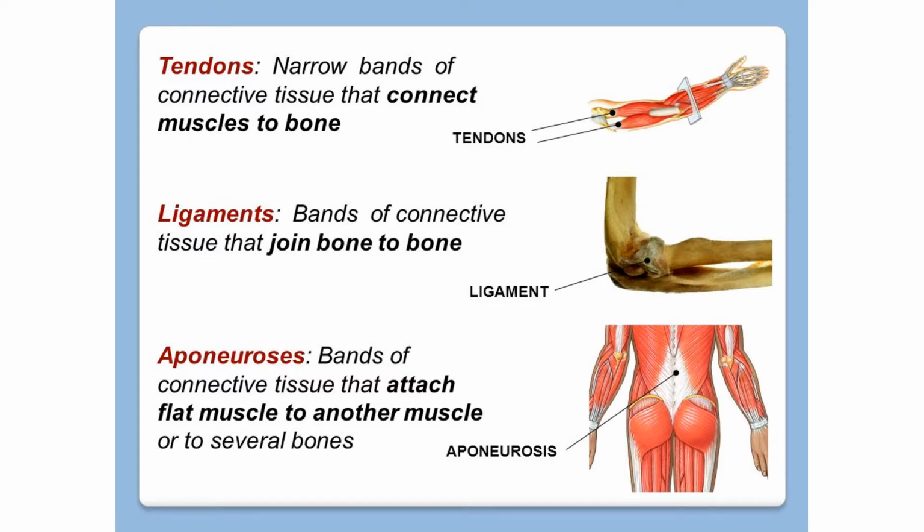Tendons are a narrow band of connective tissue that connects muscles to bones. Again, tendons connect muscle to bone. Ligaments are bands that connect bone to bone. And the aponeurosis is the band of connective tissue that connects flat muscles to other muscles, kind of right in this area. So it's not so much connecting to a bone, but just a portion of muscle that's connecting muscles to each other.